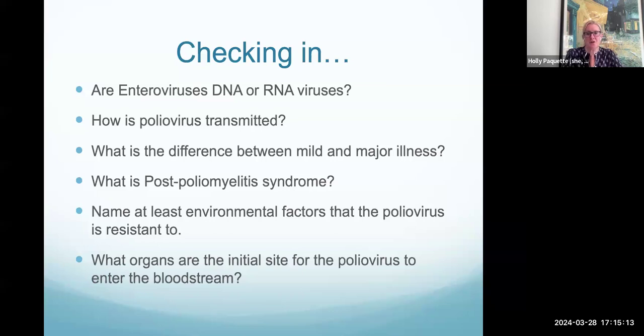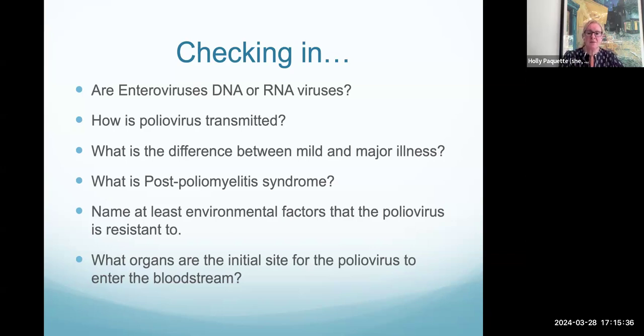So let's go ahead and do the checking in. Are enteroviruses DNA or RNA viruses? They're RNA viruses, and keep in mind also they're naked viruses, which makes them more difficult to inactivate. How is poliovirus transmitted? It's generally transmitted by the oral-fecal route, although there are some cases where we've seen it transmitted oral to oral.